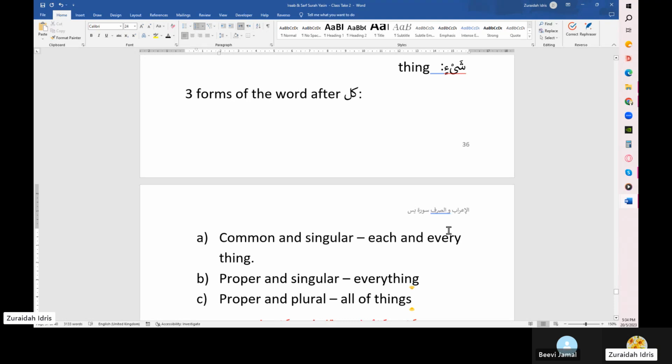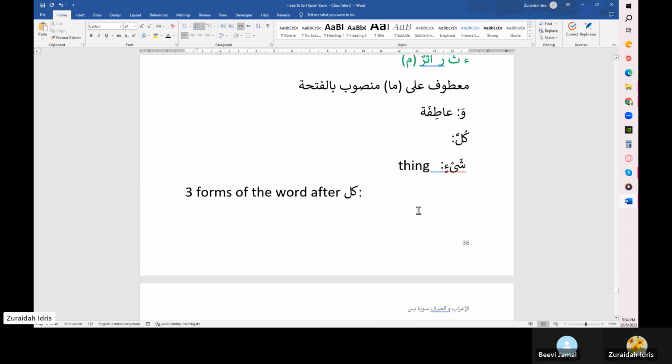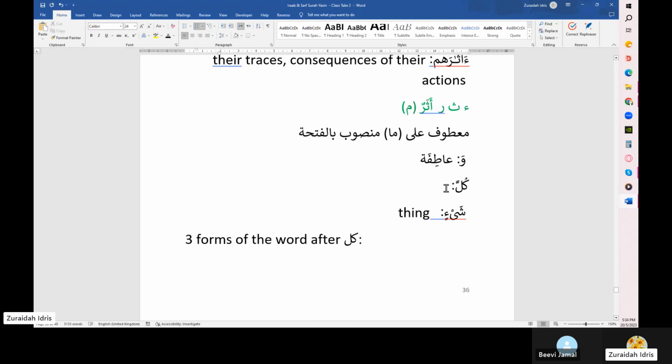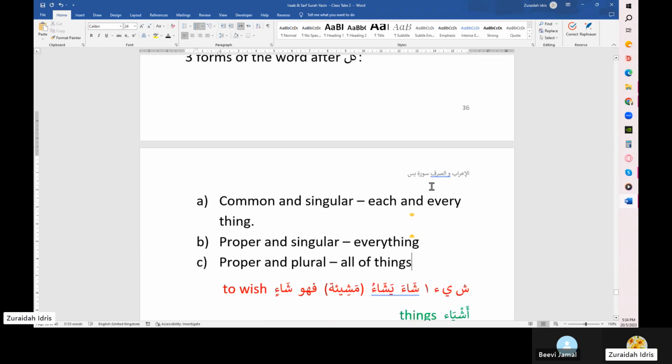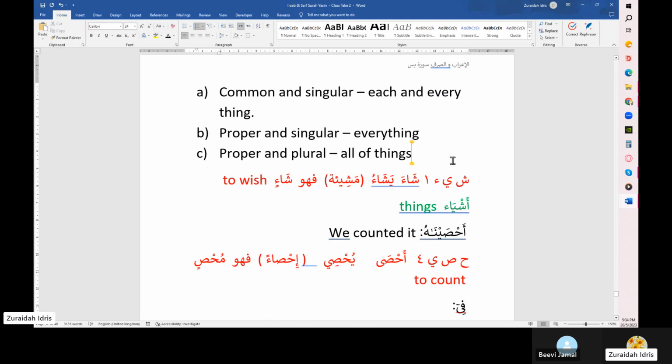I was thinking about this, and the only thing I can think of is, when something is common and plural, what's the translation of kula? Every. Every thing. Does it make sense to say kula, every something which is plural? It doesn't make sense. So that's why we don't have the third form. Okay, that's one thing that we're going to say about kula.